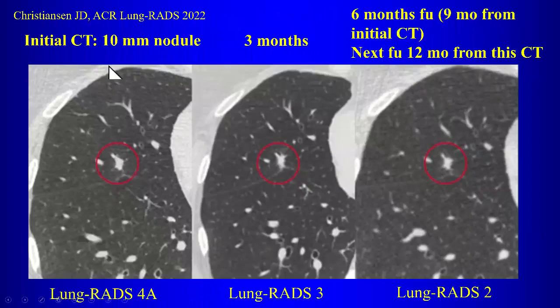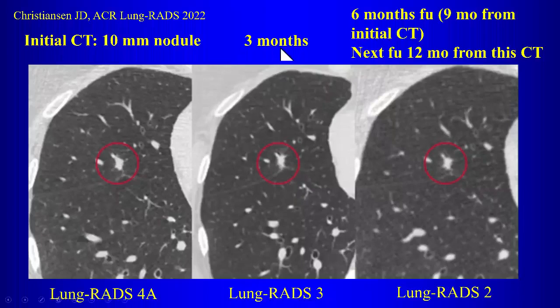So here's an example. On the initial CT, we have a 10 millimeter nodule. The patient gets a Lung-RADS 4A score, which means they come back in 3 months for this one. They come back in 3 months, the nodule has not changed. That gets downgraded to a Lung-RADS 3. And the follow-up for a Lung-RADS 3 is 6 months.